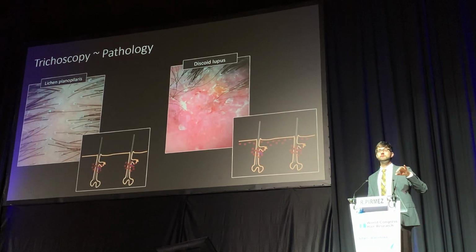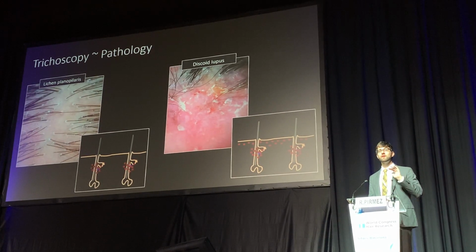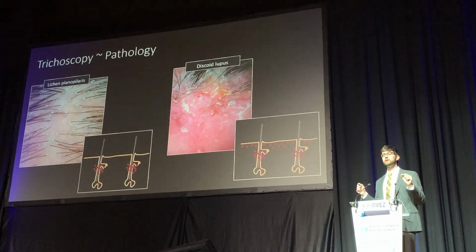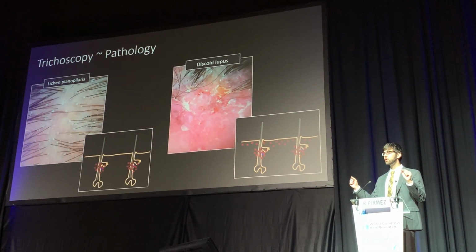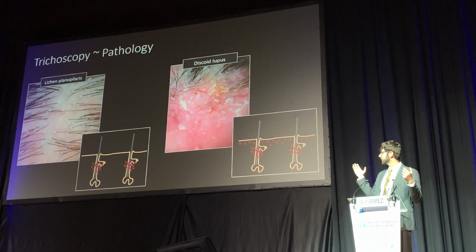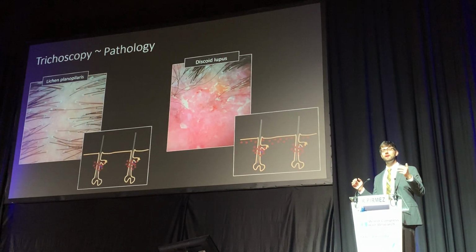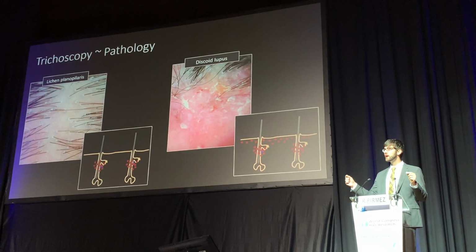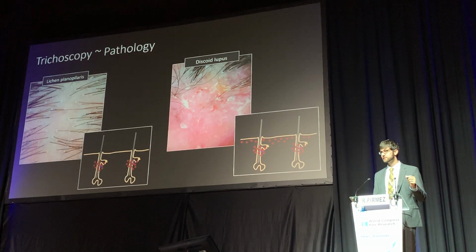On the other hand, in discoid lupus, we have inflammation around the hair follicles, but also in the skin in between the hair follicles, in the interfollicular epidermis. So in trichoscopy, we can see that scaling is present around the hair shafts, but also in the skin in between the hair shafts.